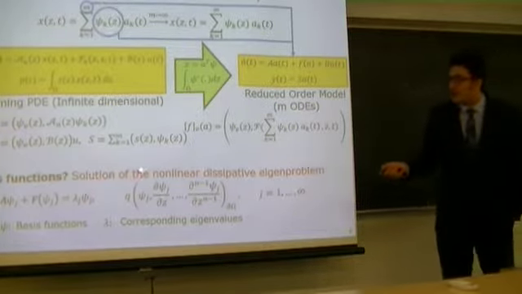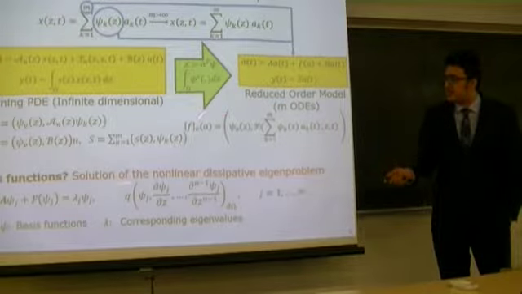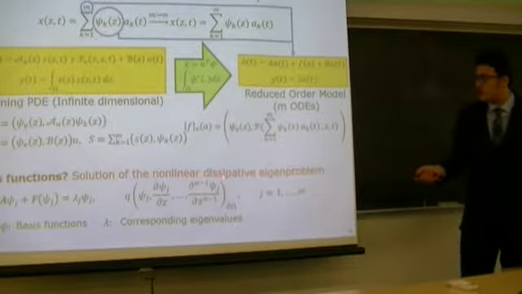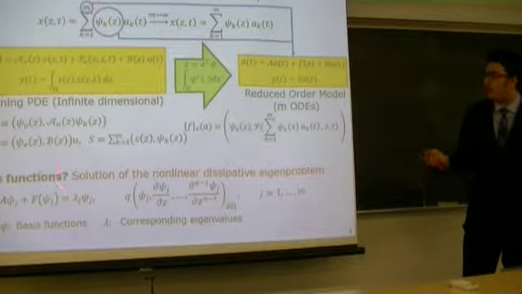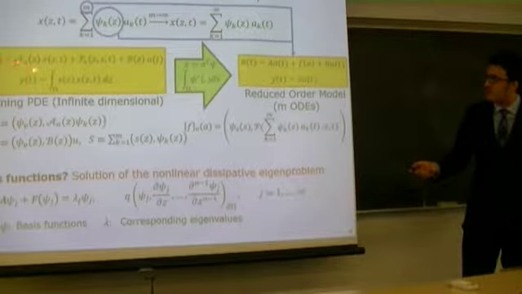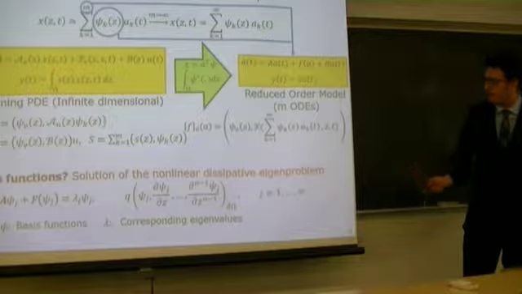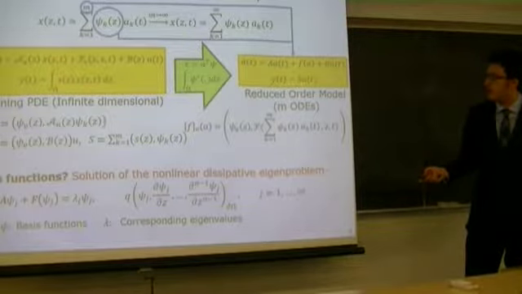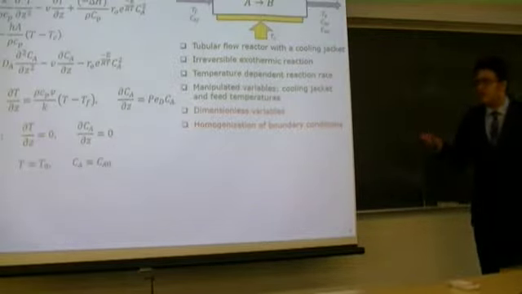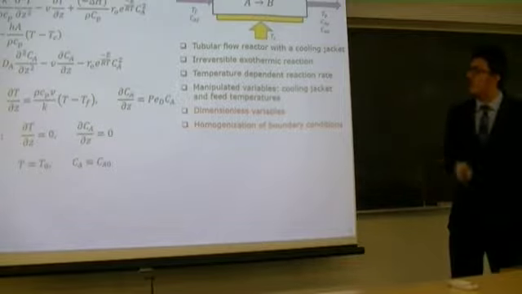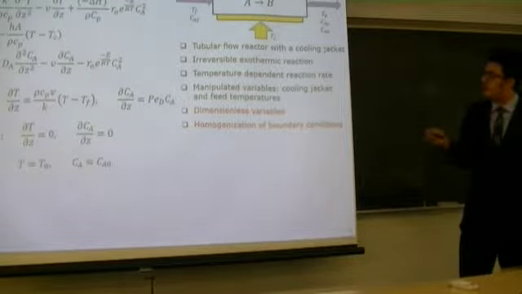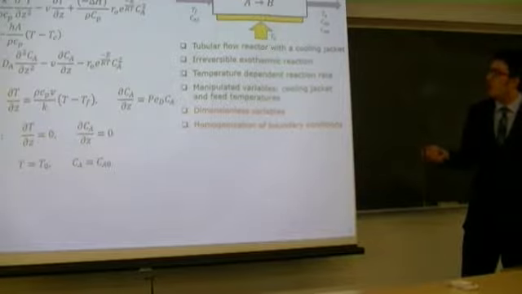So the basis functions for this system discretization are generally the solution of the nonlinear dissipative eigenproblem, which originates from the eigenproblem here. So, I just want to take an illustrative example to show how it works. The illustrative example that we consider here is a tubular reactor with a cooling jacket, where an irreversible exothermic reaction takes place.